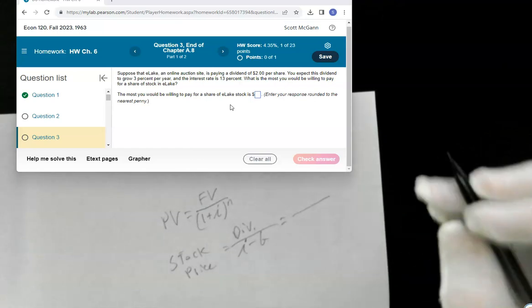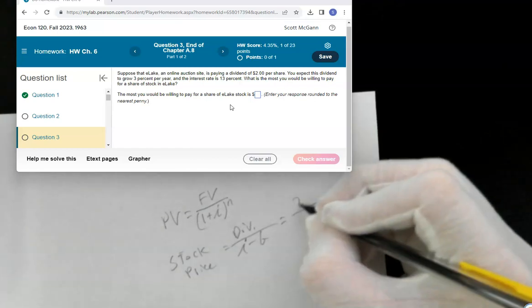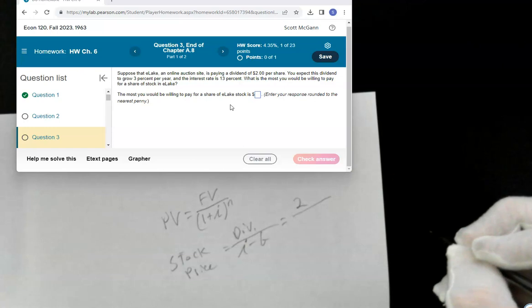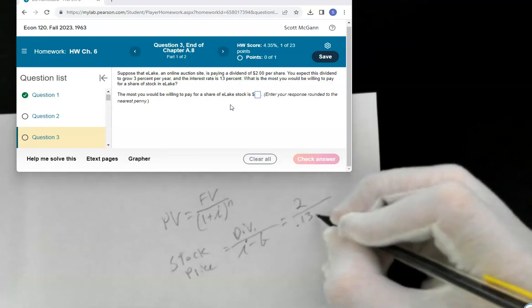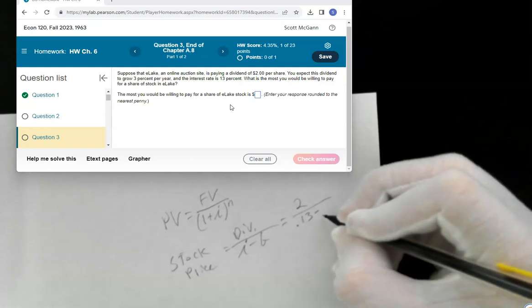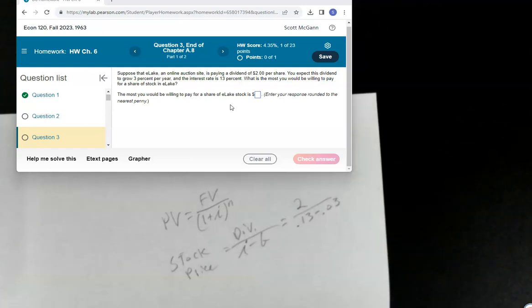Okay? So it says here it pays a dividend of $2 a share, so we've got 2. And the interest rate is 13%, so we put 0.13. And then we subtract the growth rate, which is 0.03, right? $2, 13% discount rate, 3% growth rate.